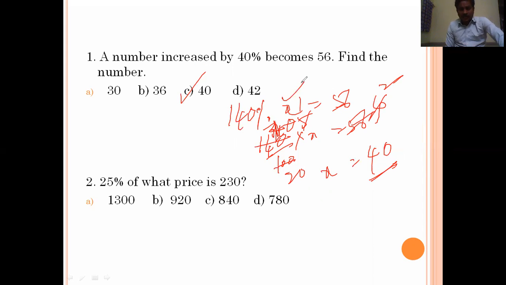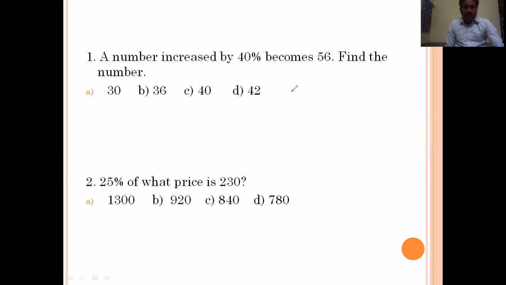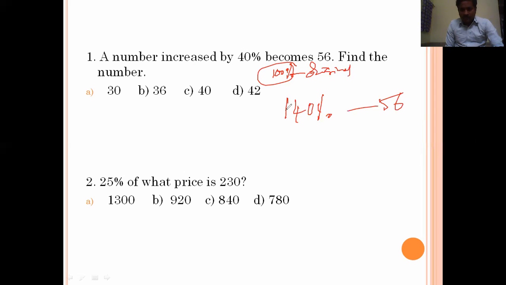Here x means the given number. This is one way of solving this problem. Another way is: 140% value is 56. Generally percentage means 100, that means in these percentages 100 means the original number. Here 40% extra means 140%. 140% value is 56. Now find the original number. Original number means how much percentage? 100%. What is the 100% value?